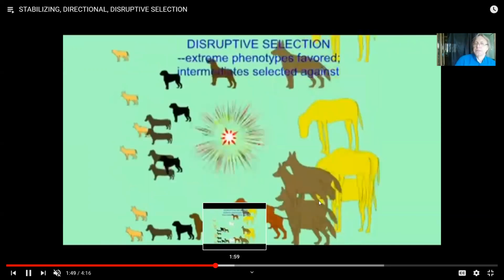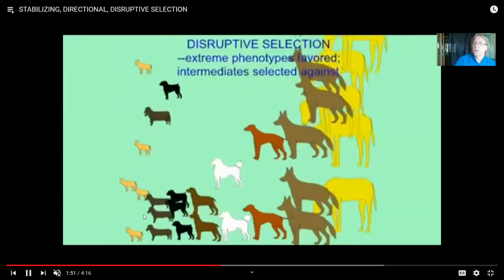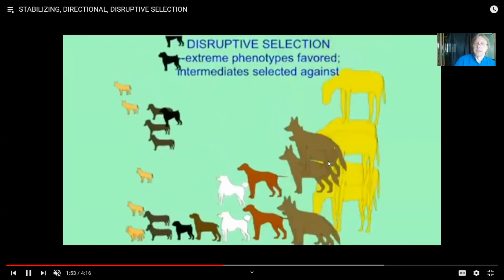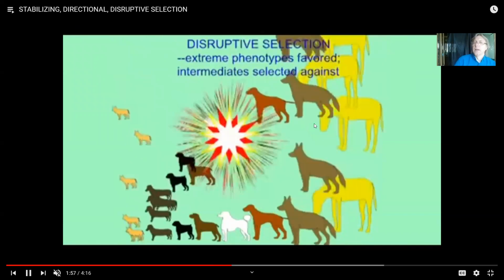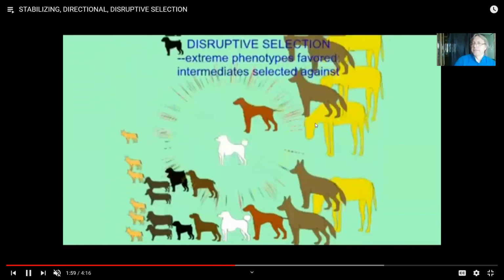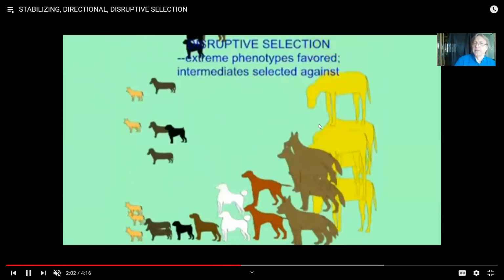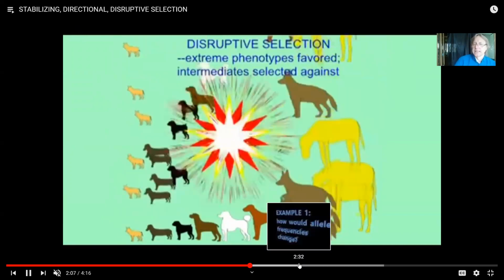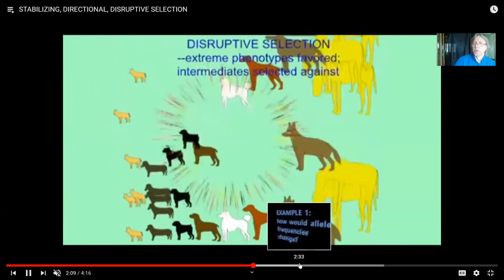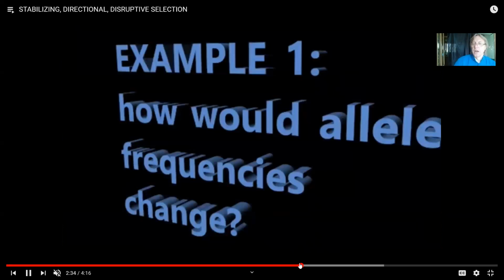In disruptive selection, perhaps the small dogs can find food and the large dogs can find food, but the medium-sized dogs couldn't. And so here, the two extreme phenotypes would be favored, and it would be the intermediates which would then be selected against. Okay, and so natural selection can work in different ways.